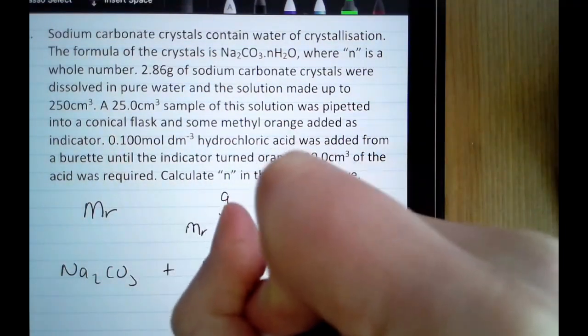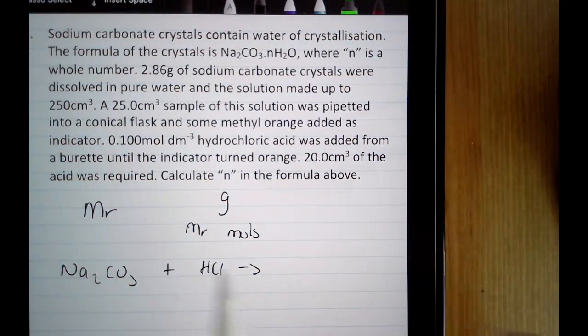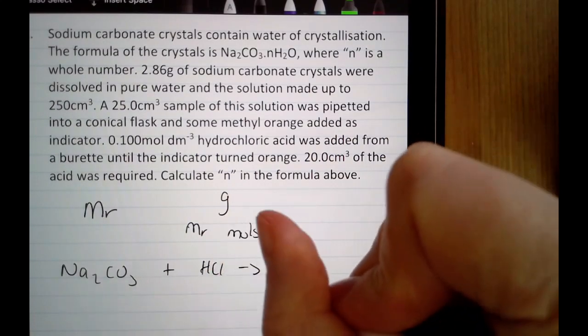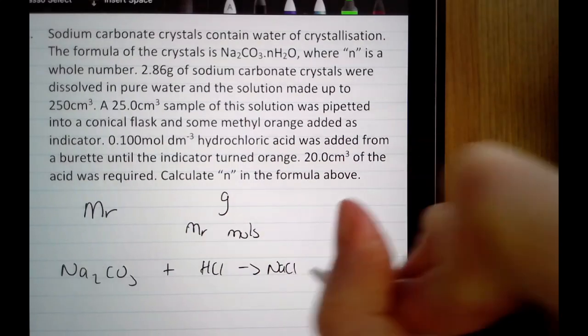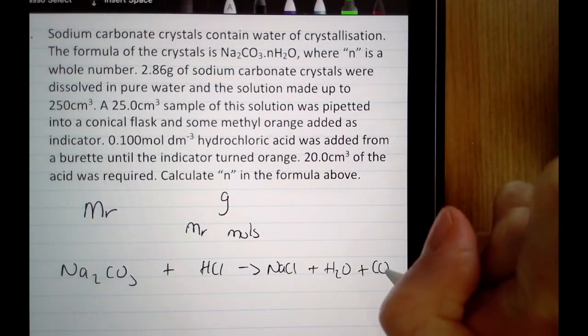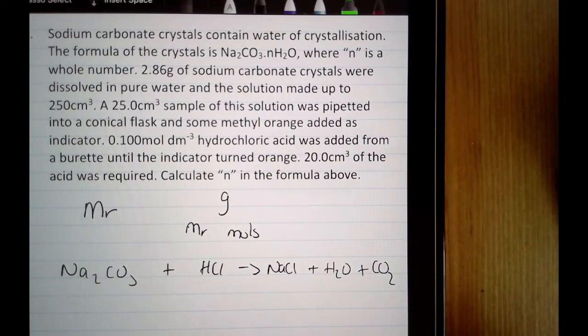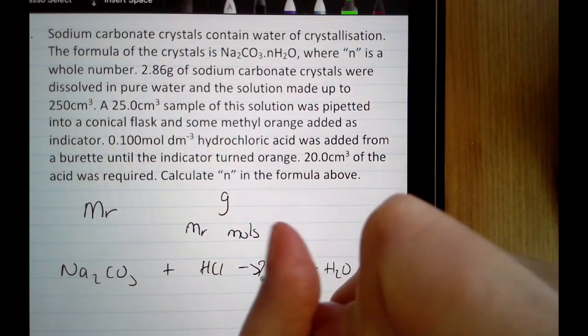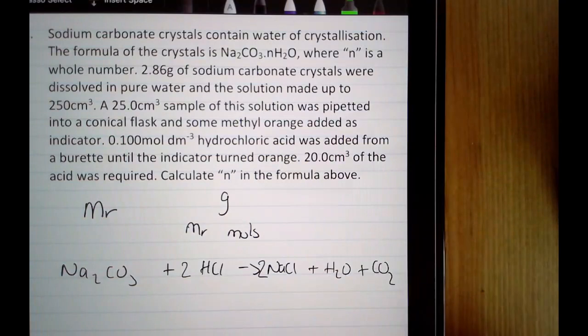Sodium carbonate reacts with HCl, because in the titration, these are the two things that will actually react with each other. It's an acid-base reaction. You're going to form a salt, water, and because it's a carbonate base, you're also going to form CO2. So the salt you're going to form is going to be NaCl. You're forming water, H2O, and you're forming carbon dioxide, CO2, because it's a carbonate base. To balance that, I need a 2 there, and I'll need a 2 there.